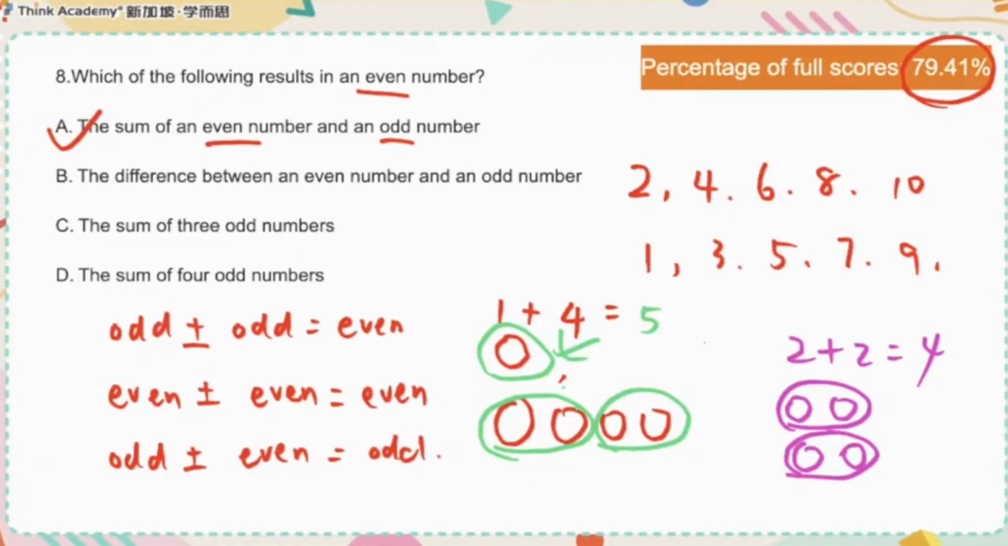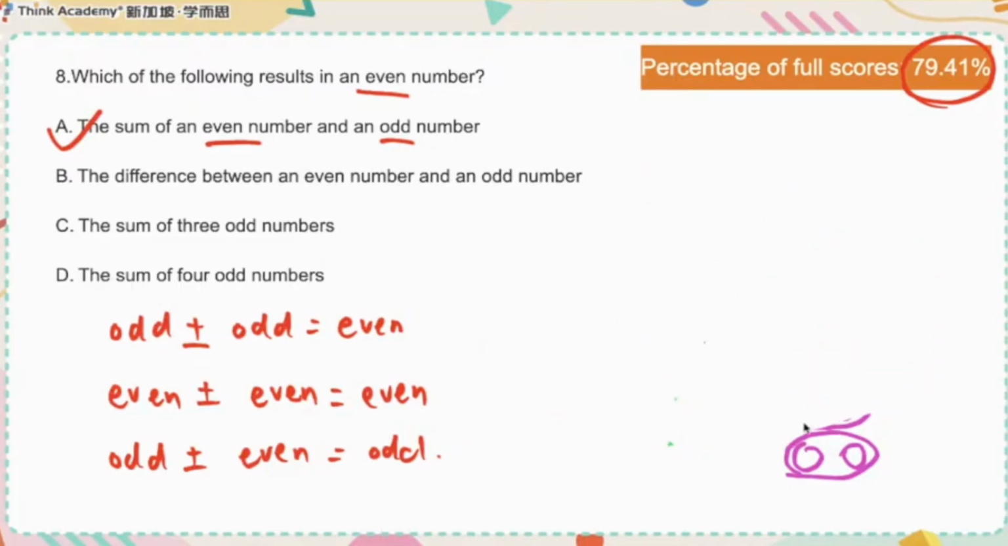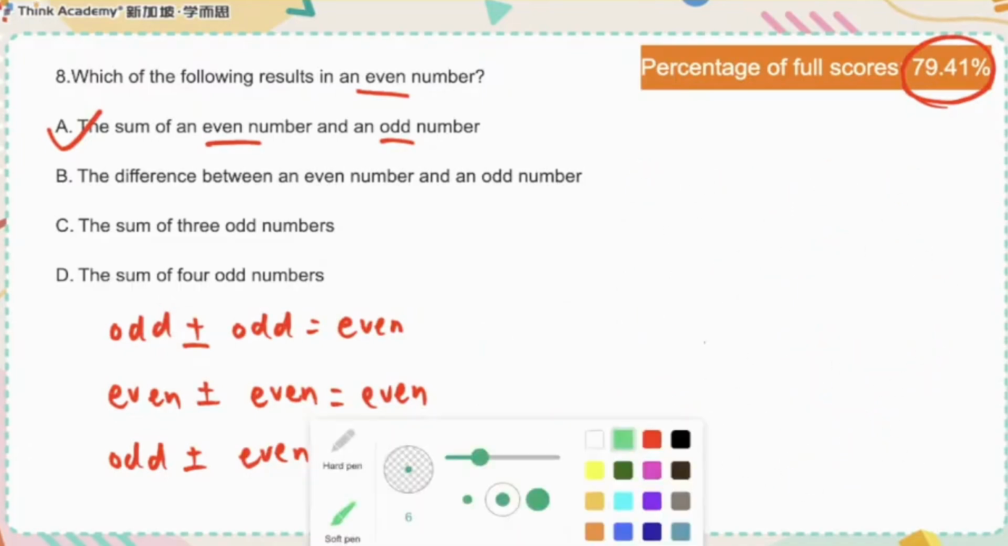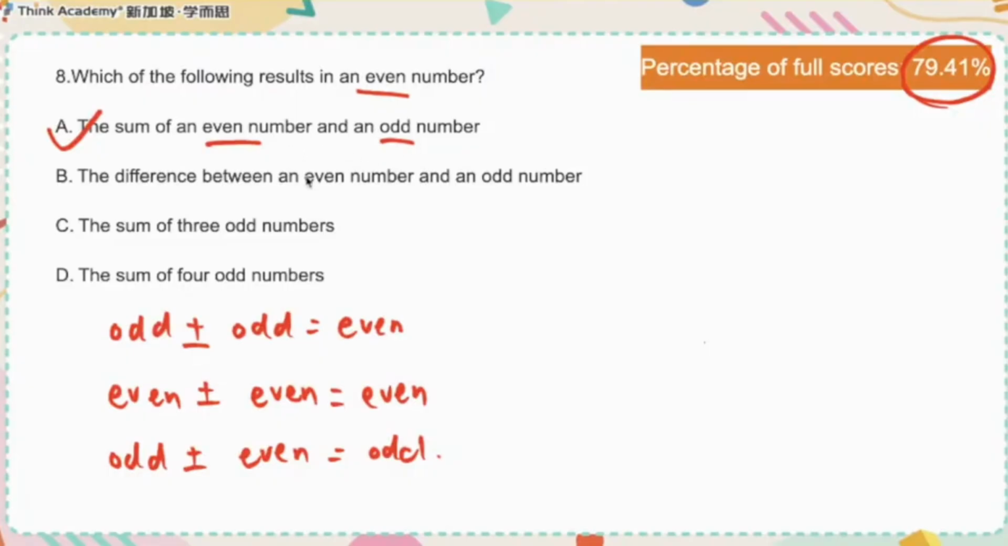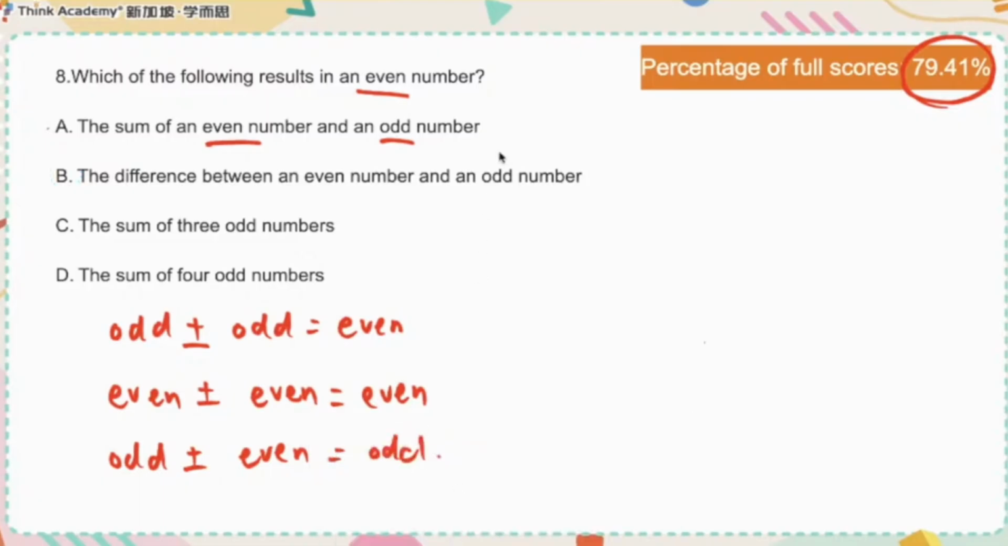So this time we can check which of the options are correct. For example, let's take a look. Option A, the sum of an even number and an odd number. Is it an even number? Let's use some examples. Even number 2, odd number 1. Then 2 plus 1 equals 3. Is it an even number? No, not really. So we cross it out.